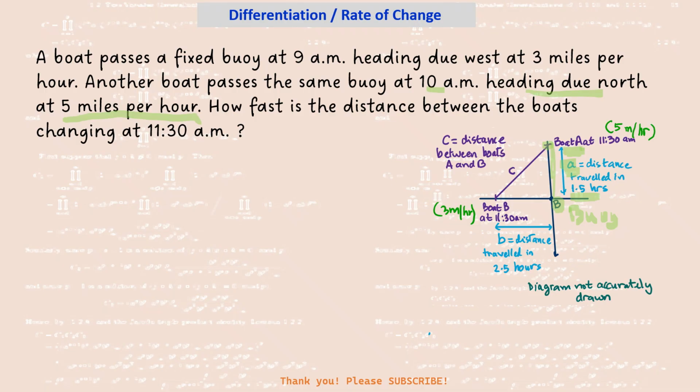because it starts at 10 a.m., and we need to find how fast the distance between the boats is changing at 11:30 a.m. So 10 to 11:30, 1 hour 30 minutes, that's 1.5 hours. And similarly, boat B is going due west, and that is at 3 miles per hour. So b is the distance traveled in 2.5 hours. So that's 9 to 11:30.